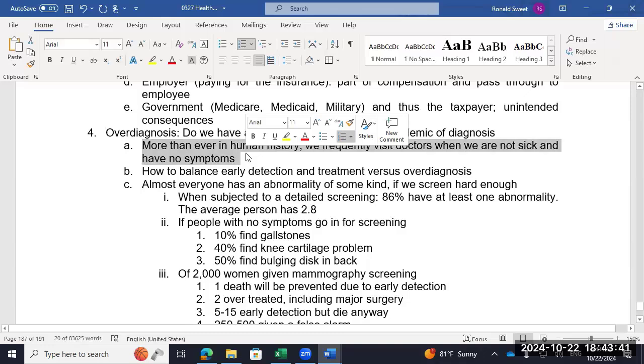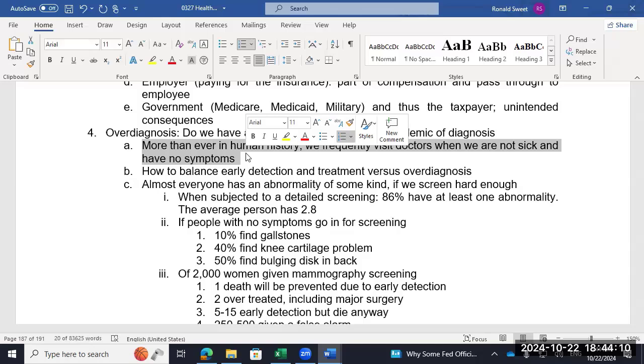So for the first time in history, starting, I don't know, whenever employer provided health insurance started, before that, we didn't visit doctors if we weren't sick. Now we visit doctors for just routine checkups. That was pretty rare. What's the problem with that? If you visit a doctor today, because of all this technology, they'll probably find something that probably was not going to do you any harm.